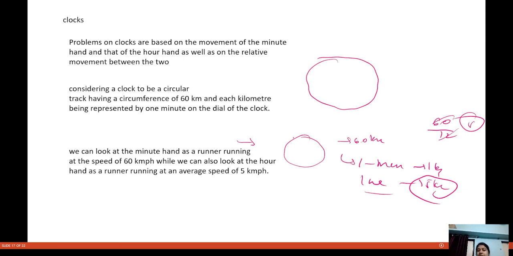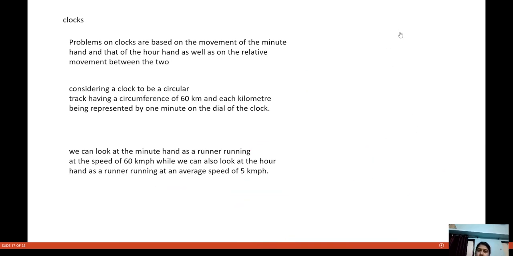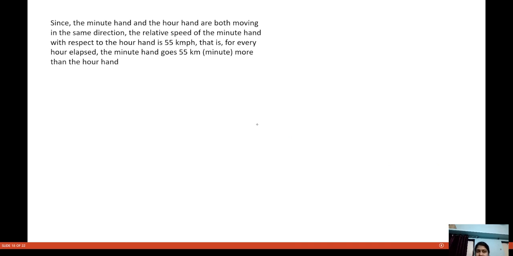Now I am saying what? We can look at the minute hand as a runner running at the speed of 60 kilometer per hour, and we can also look at the hour hand as a runner running at the speed of 5 kilometer per hour. So this is how we do these kind of questions.